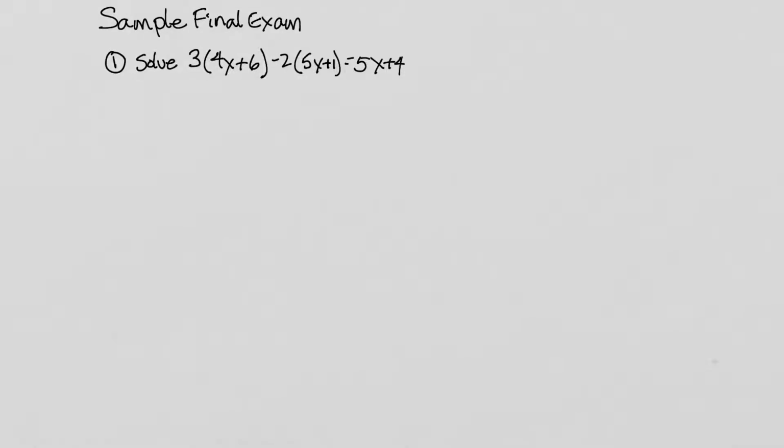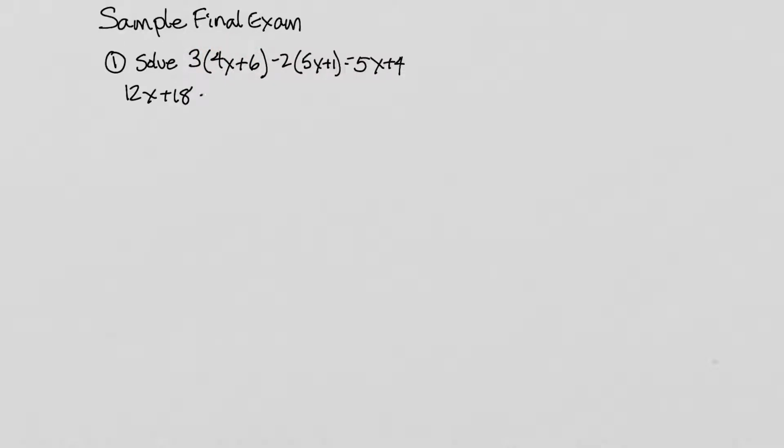Well, here in problem number 1, we want to solve this equation here. We've got a linear equation, so let's use the distributive property and distribute the 3 and the 2 in order to eliminate these parentheses. So let's multiply. So we are going to get 12x plus 18, right? Does that make sense? When we multiply here, we'll get 12x, and over here we'll get the 18.